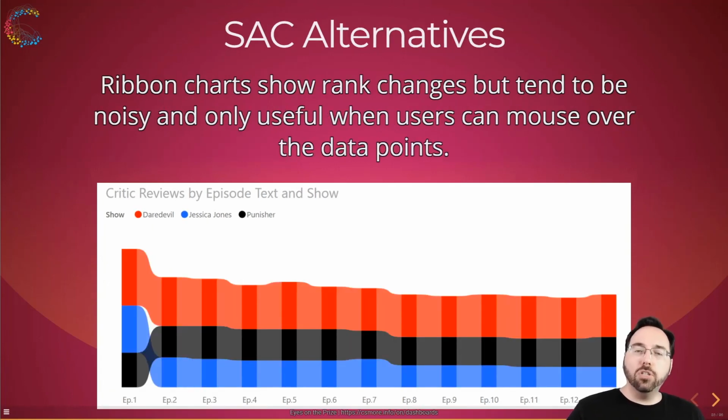Ribbon charts will show you rank changes. So they'll see that Punisher had the fewest critic reviews in episode 1, but then it swapped in episode 2, and since then it had the second most for the rest of the runs of each show.